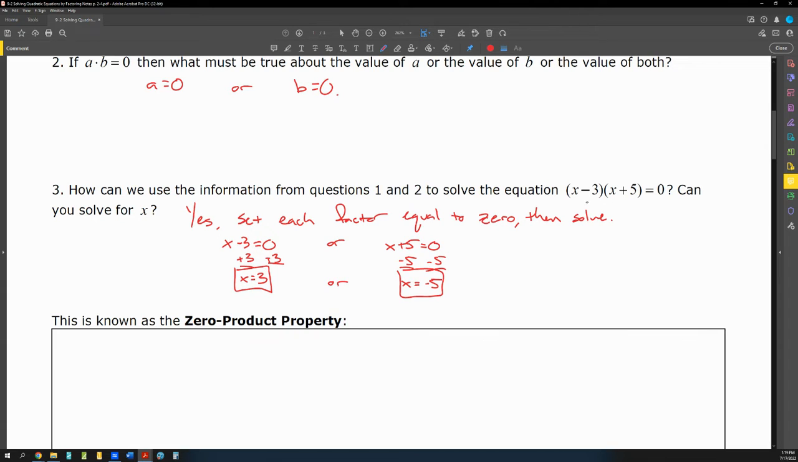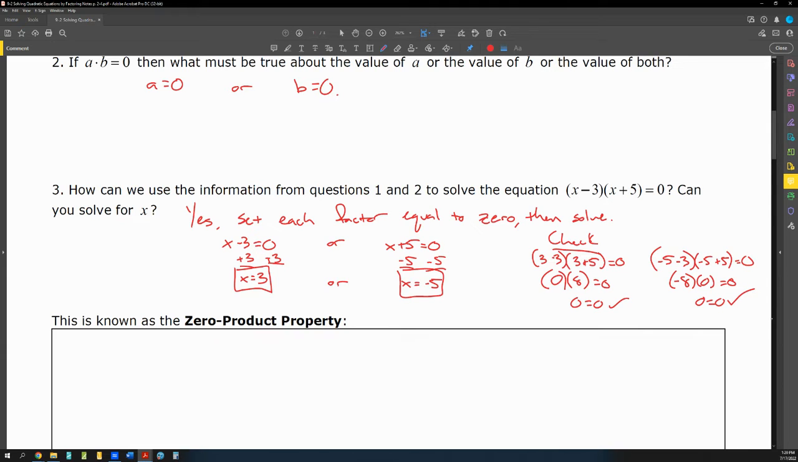If I were to plug in 3 in here, and actually, let's go ahead and do that. If I were to plug in 3 into the original equation, I would have 3 minus 3 and 3 plus 5. We would get 0 times 8 is equal to 0. And of course, 0 is equal to 0. So 3 is a solution. And if we were to check negative 5, plug in negative 5 for x and evaluate the left-hand side, we get negative 8 times 0. And is that equal to 0? Yes, it is. So in fact, both of these, x equals 3 and x equals negative 5, are solutions to this equation.